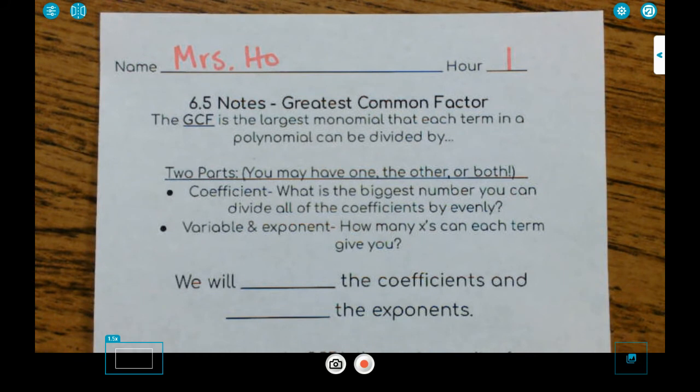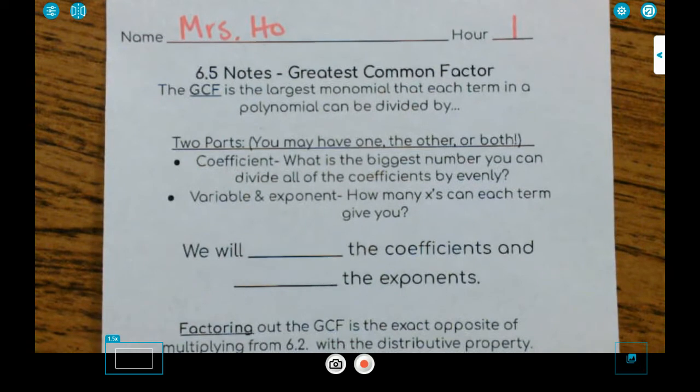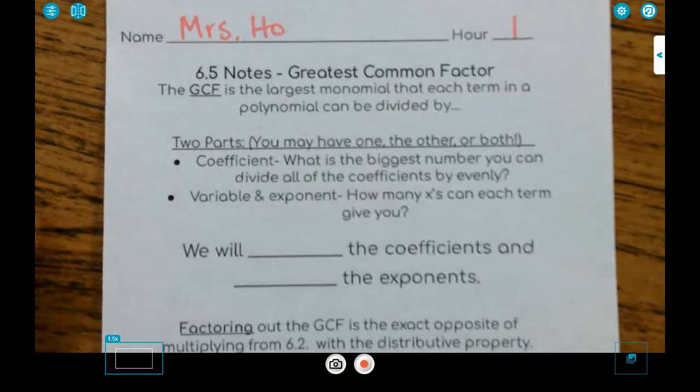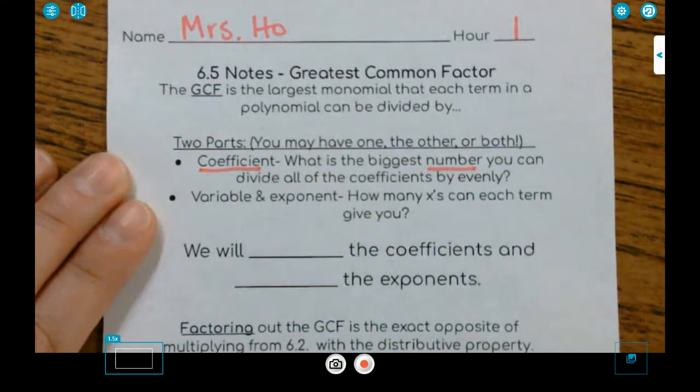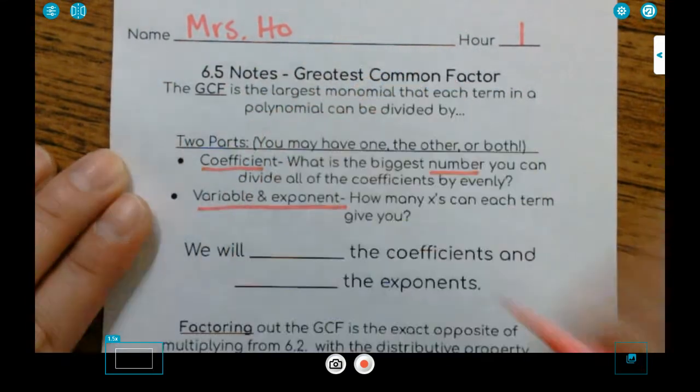The greatest common factor, GCF, that's the same thing. We just write GCF because it's way easier. The GCF is the largest monomial, meaning one term, that every term in a polynomial can be divided by. So it's the largest monomial that we can divide out. Your GCF can have up to two parts. You can have one part, you can have the other part, or you can have them both. It can have a coefficient, which is going to be a number. And it can also have a variable and exponent that you can divide out.